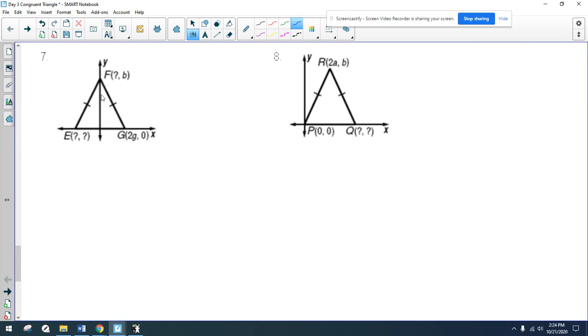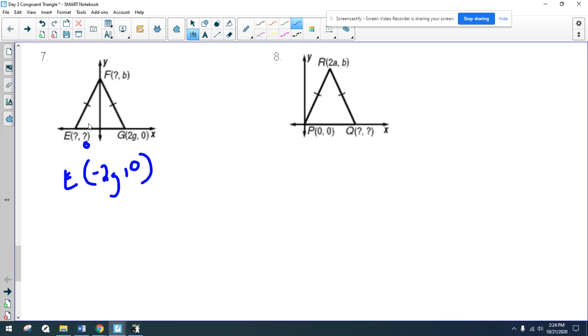With 7 here, we're looking for 2 different things. We need to find the height, and we need to find how far over this is. Obviously this is 0 because it's still on the x-axis. This is just going to match this. It's going to mirror it. So 2g, this will be negative 2g. So negative 2g, 0. Then we need to find the height. That's kind of the other thing that I was talking about with the height.